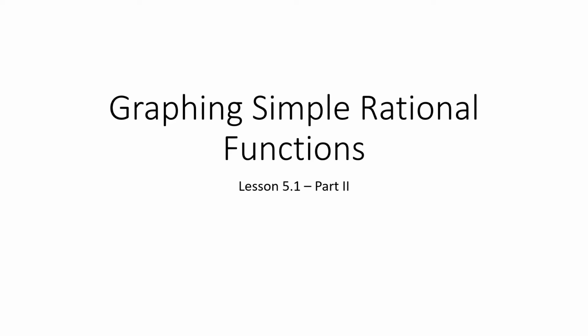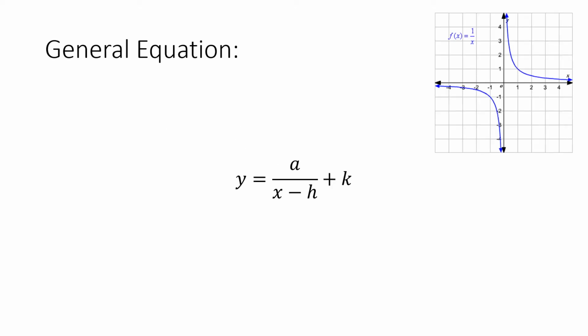In this lesson, we are going to learn how to graph simple rational functions. So remember that when we talk about rational functions, we're talking about fractions. The parent function is y equals 1 over x, and we learned in the last lesson what that function looks like. So if you recall, the parent function is centered at (0, 0). It has a horizontal asymptote and it has a vertical asymptote.